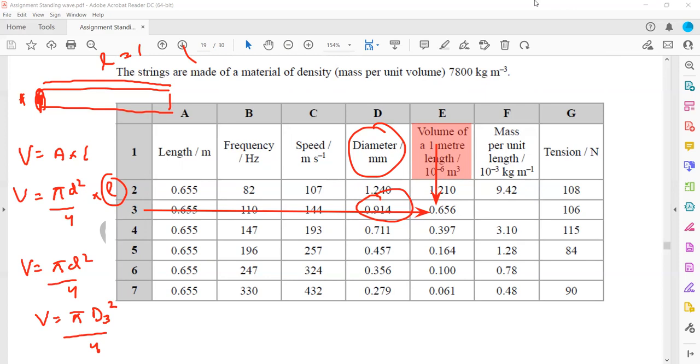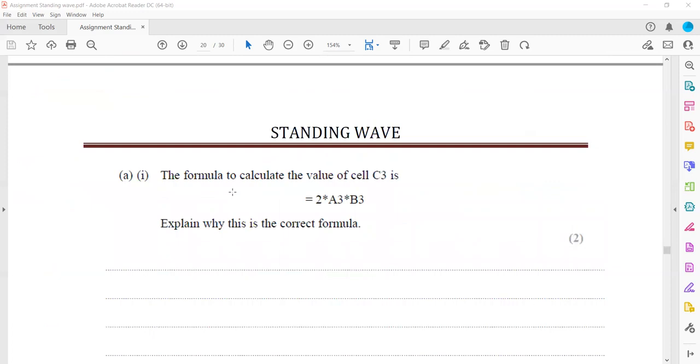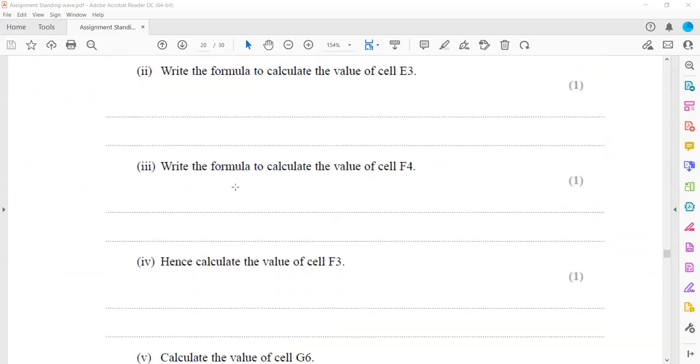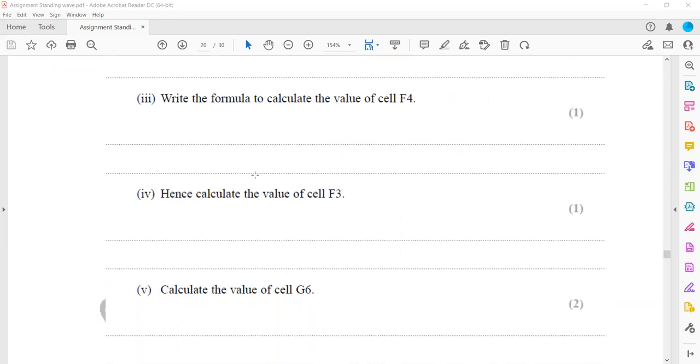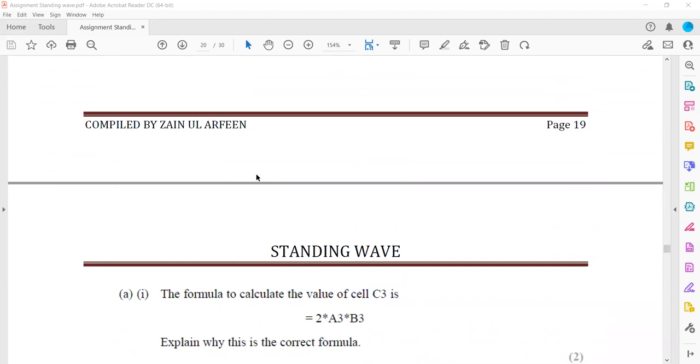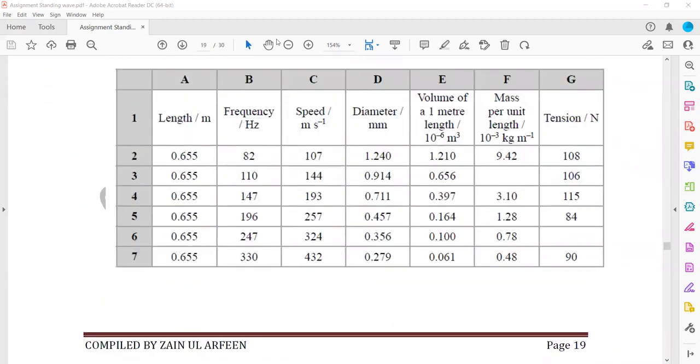Yes, sir. If there is any question or part you're not able to understand or you want me to repeat, just let me know and I will repeat that part. Then the next one, write the formula to calculate the value of cell F4. So first we have to identify what F4 is. What is F? F is the mass per unit length. So how much mass is there in a unit length? We'll get the value for cell F4.